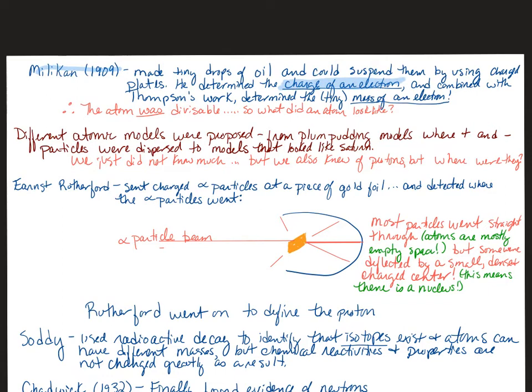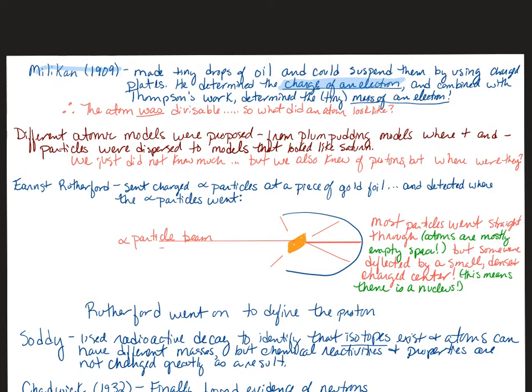Combined with Thomson's work, they could actually determine the tiny, tiny mass of an electron in much better detail. So what we found out by this time is that an atom could divide, like it was divisible. You could take parts of it away from each other. So what does this atom look like? We still didn't really have a model for what atoms look like.